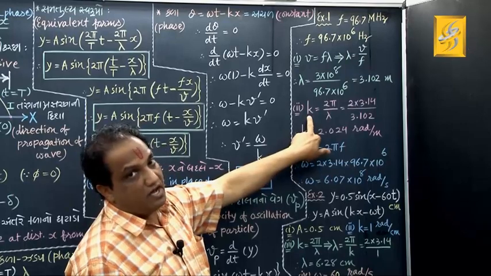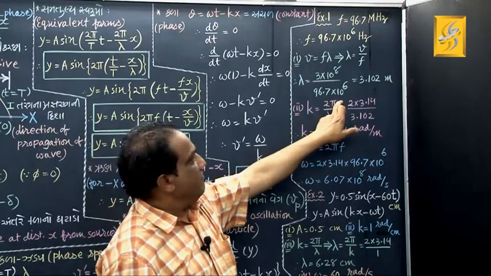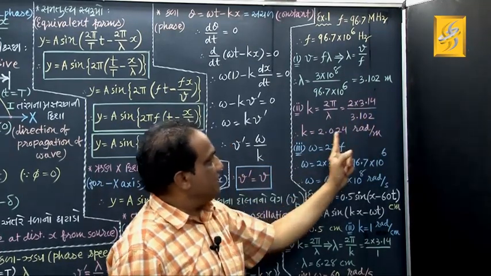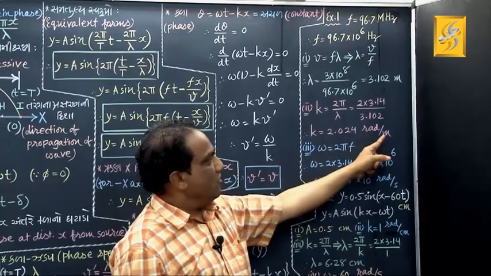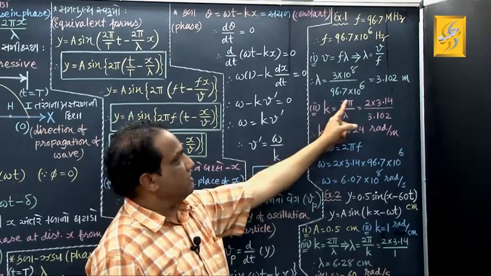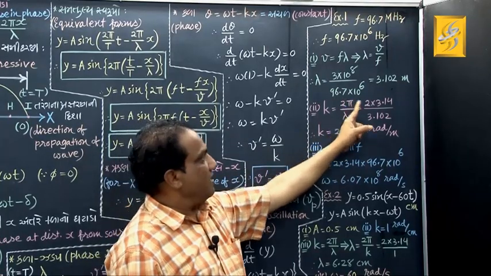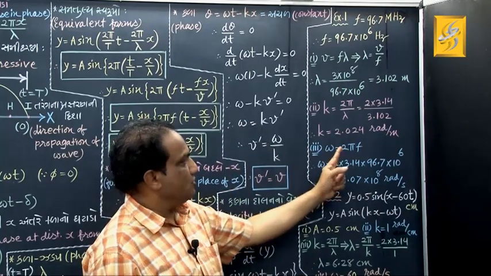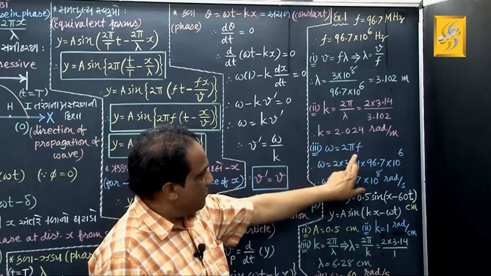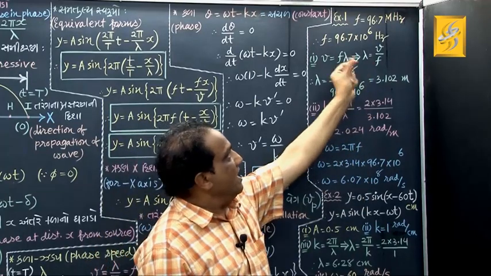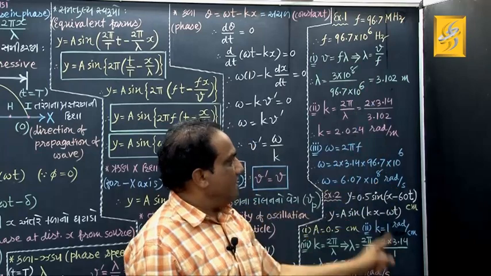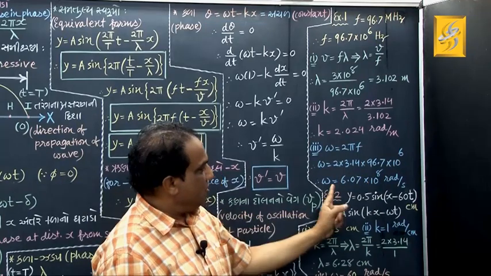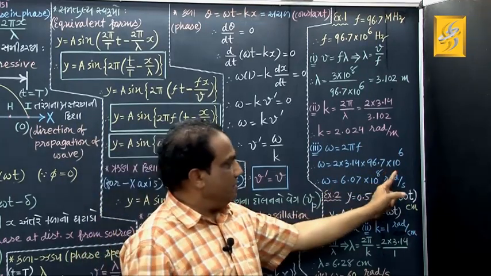What about the wave vector? By formula k equals 2 pi upon lambda. Pi value is 3.14, lambda we have found is 3.102. Simplify. The answer is 2.024 radian per meter. See, what is the wave vector? It is some sort of angle divided by distance. The unit of angle is radian, the unit of distance is meter. What about angular frequency? Omega equals 2 pi f. Pi is 3.14, f is 96.7 into 10 raised to 6, and this multiplication comes out to be 6.07 into 10 raised to 8. The unit of angular frequency is radian per second.